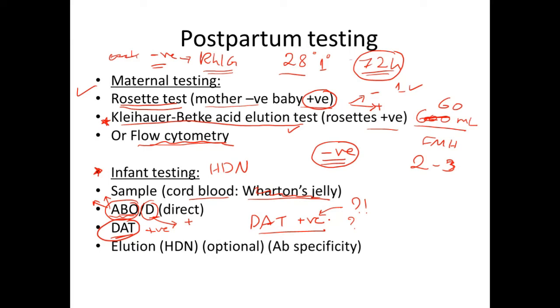Antibody identification. So what will my sample be? Latifa said we can do antibody identification. Of whom? Baby or the mother? Okay, so we can do antibody identification for the baby. And if it's not available, we don't have serum from the baby, we can go back to the mother.